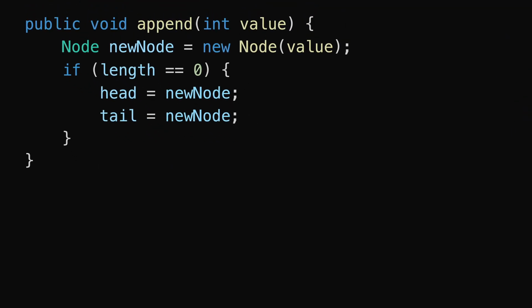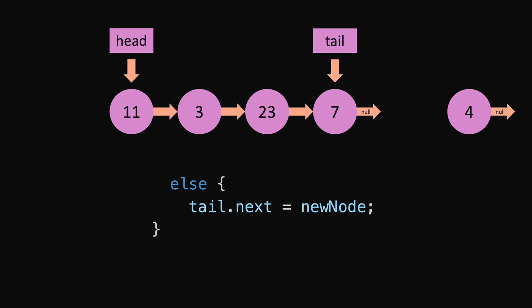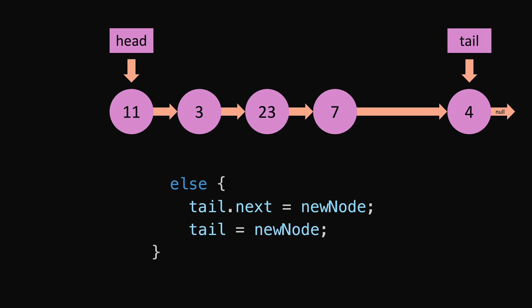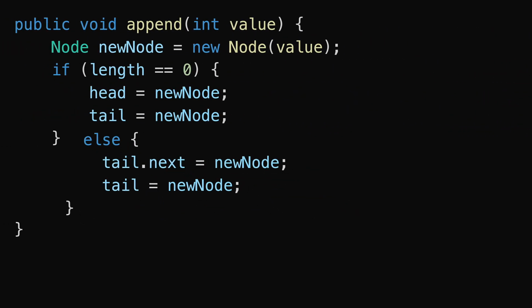So let's put this in with the rest of our code. This is for if we have an empty linked list. And now we'll code for when there are items in the linked list by saying else. And now let's code out this else statement. So we'll say tail.next equals newNode. And then we'll say tail equals newNode, and that moves that over and adds the node into our linked list. So now let's add this code in with the rest of our code.